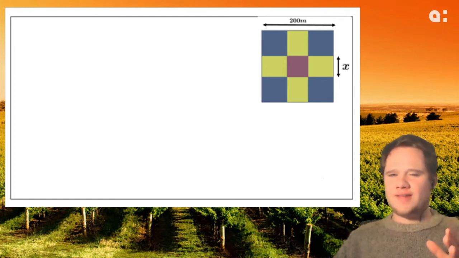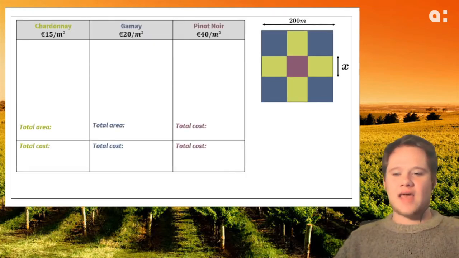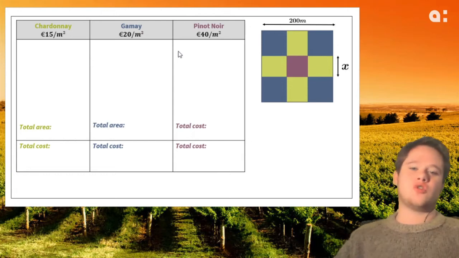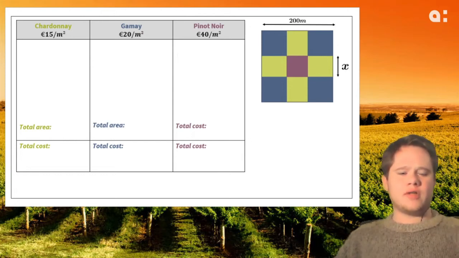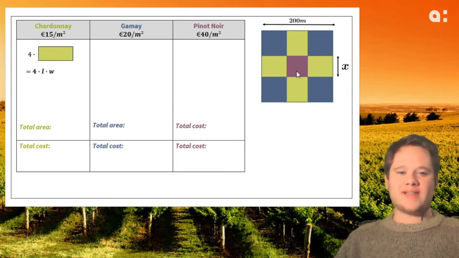We need a function that displays the total cost of the field as a function of the length x. We got the price per square meter of each zone. If we want to know the total cost per zone, we need to determine the areas as a function of x. We first determine the area of the Chardonnay grapes. These have a rectangular shape and occur 4 times. The area of the rectangle is length times width. On the drawing we can see clearly that the width is represented by x.